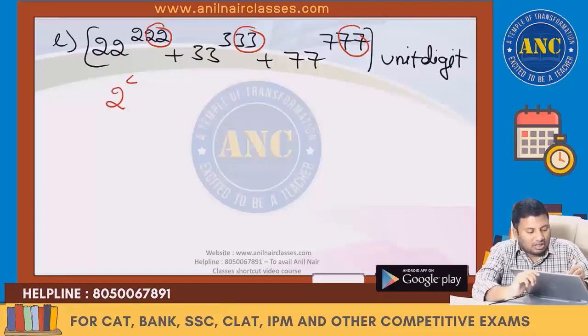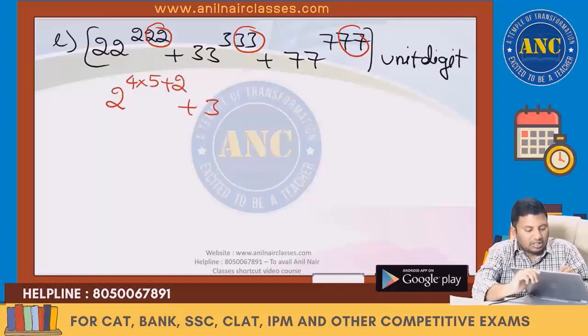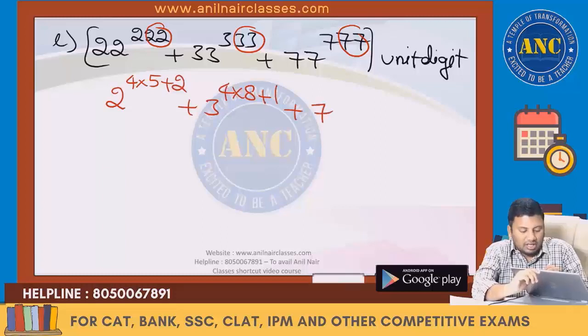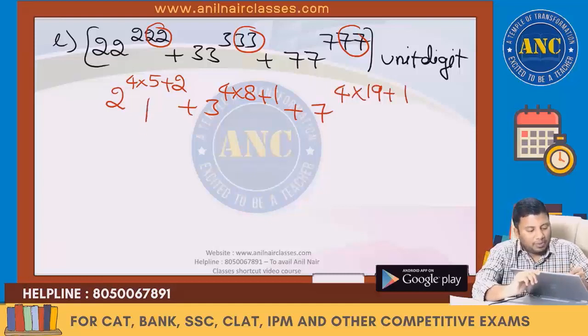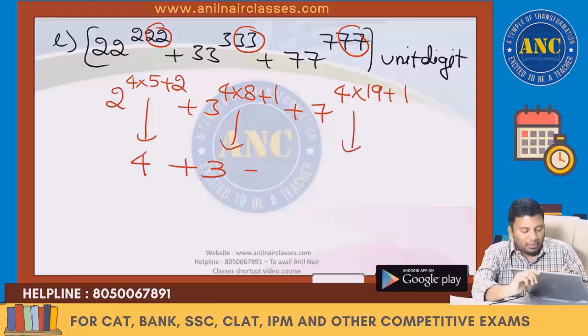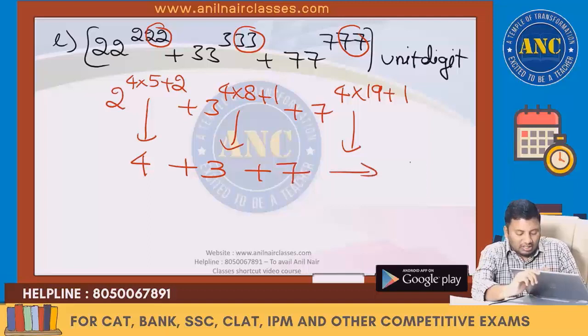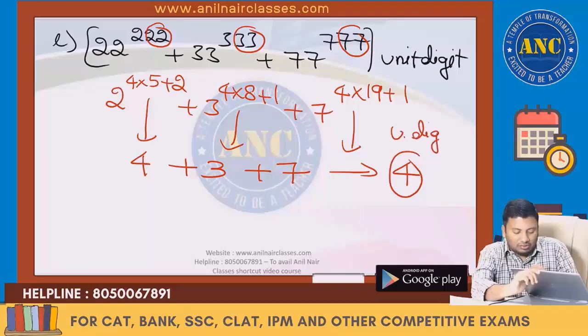So these are nothing but 2 power 4 into 5 plus 2, 3 power 4 into 8 plus 1, and 7 power 4 into 19 plus 1. A power 4k plus 2, this is 4. A power 4k plus 1, it is 3. A power 4k plus 1, it is 7. 4 plus 3, 7. 7 plus 7, 14. The unit digit of this question is 4.